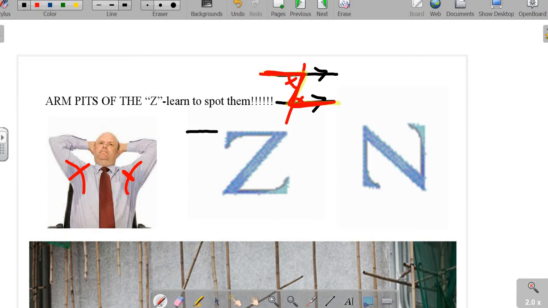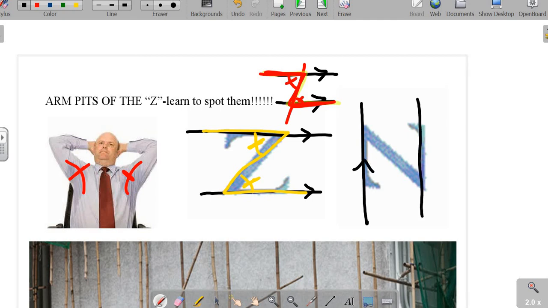So for example, here's your traditional Z. They are parallel. The armpits of the Z that would be congruent would be like this. Armpits of the Z are congruent, those hairy armpits. But the parallel lines could also go vertically, which is perfectly fine. So your armpits of the Z would be like this, that are congruent, hairy armpits.